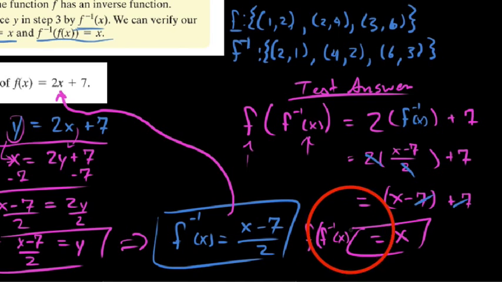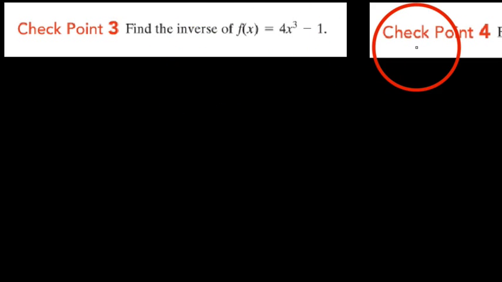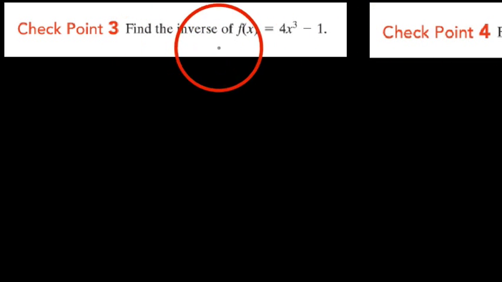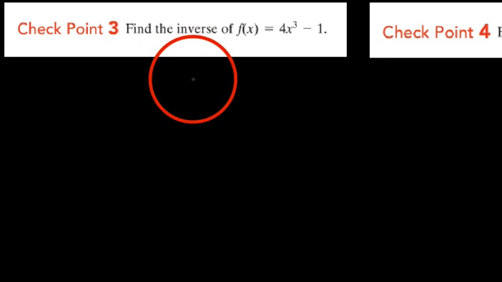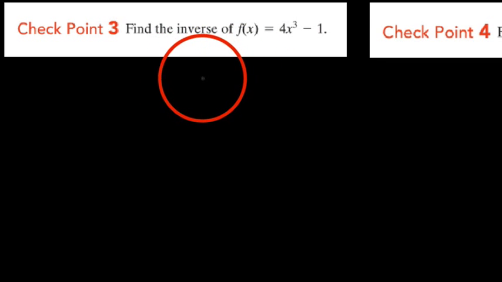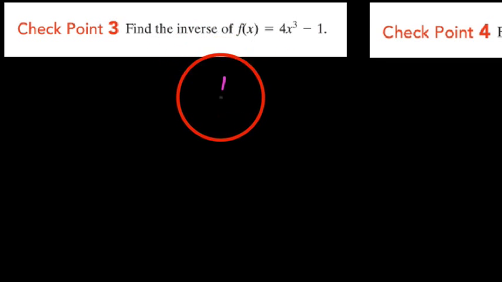So we're going to run over this procedure just a couple more times in this video, and you might pause and try this on your own. What we're going to do is find the inverse of these functions that you see here. Starting with this cubic function, we have f of x equals 4x cubed minus 1. Pause it, try it on your own. We're going to roll here.